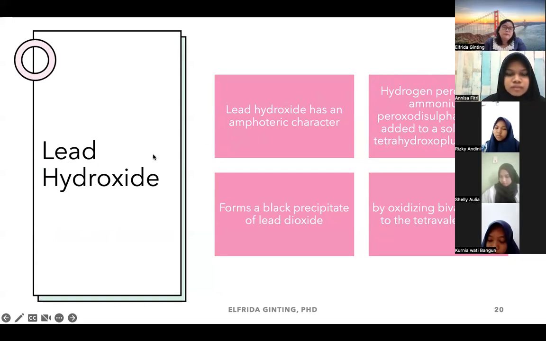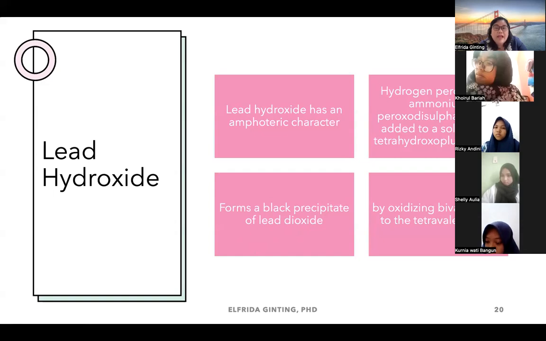But if you have lead hydroxide with a little bit of hydroxide, it will form a precipitate, which is also related with lead dioxide. So you can see here, this is what it means by amphoteric. A little bit of hydroxide, you will have a precipitate. More hydroxide, it will form tetrahydroxoplumbate.